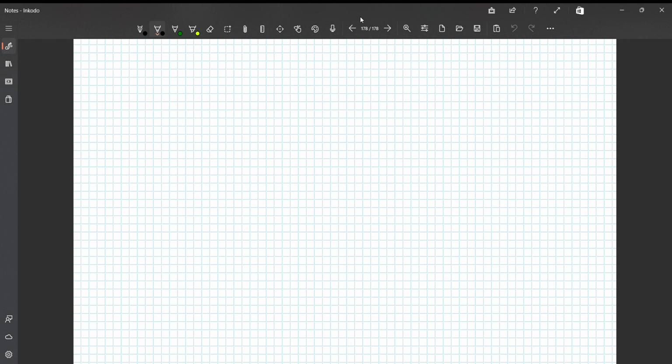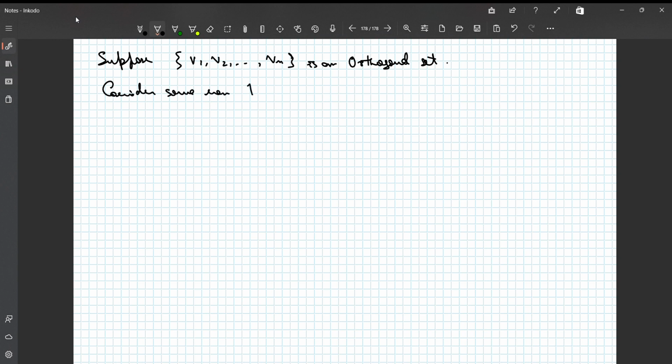Now suppose I start with an orthogonal set. What can I say about its linear dependence or independence? Suppose V1, V2 till Vn is an orthogonal set. Consider some non-trivial linear combination of these vectors.